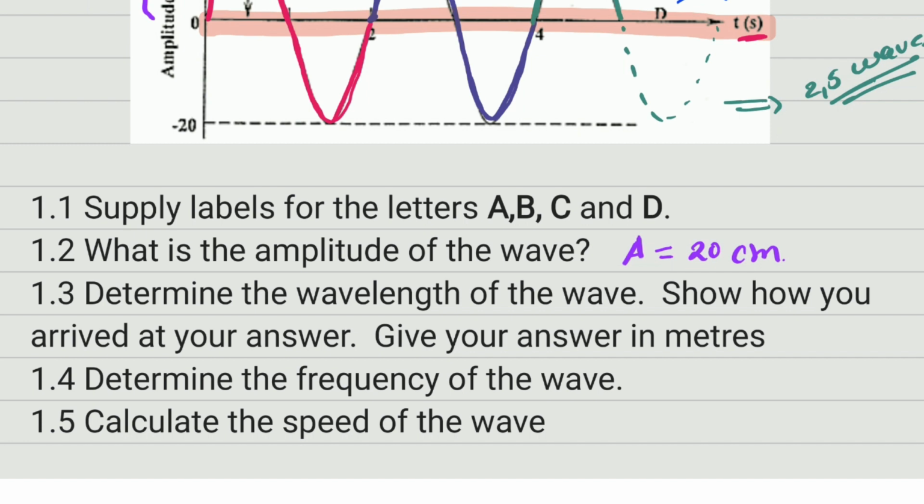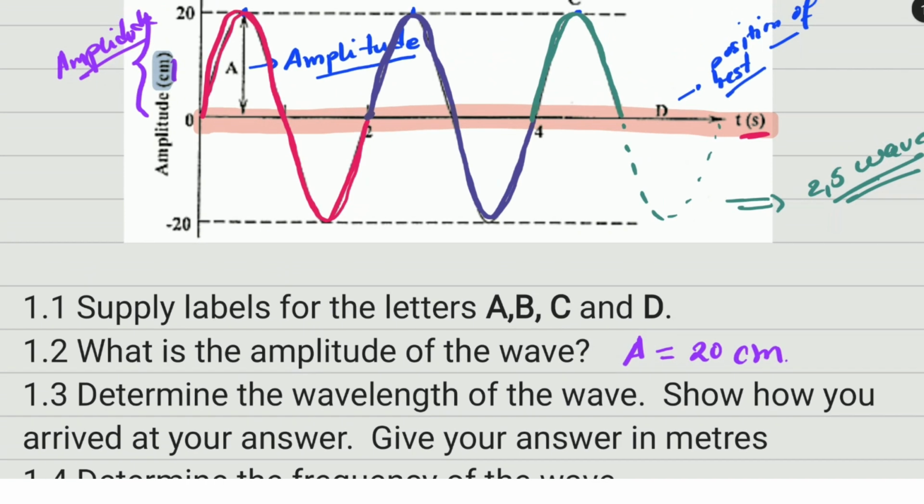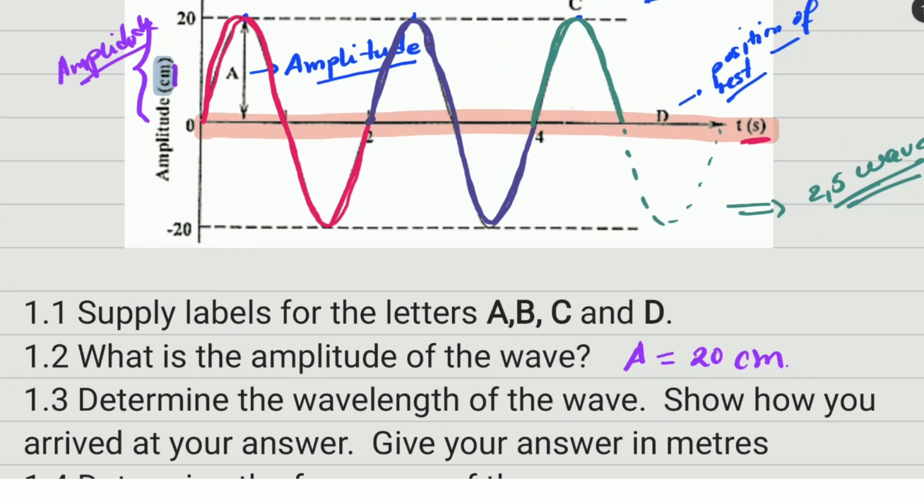Now, the frequency of the wave. Note that what you have here on the x-axis, as we did mention before, is time. So you know the time for the waves. The time for the first wave is what we call the period. Alright? That is the period. So the period is 2.